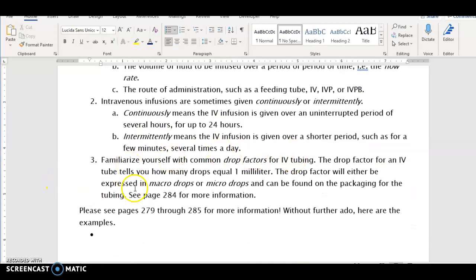Point number 3 here says you want to familiarize yourself with common drop factors for IV tubing. The drop factor for an IV tube tells you how many drops equal 1 milliliter. The drop factor will either be expressed in macro drops or micro drops and can be found on the packaging for the tubing. I encourage you to see page 284 for more information.